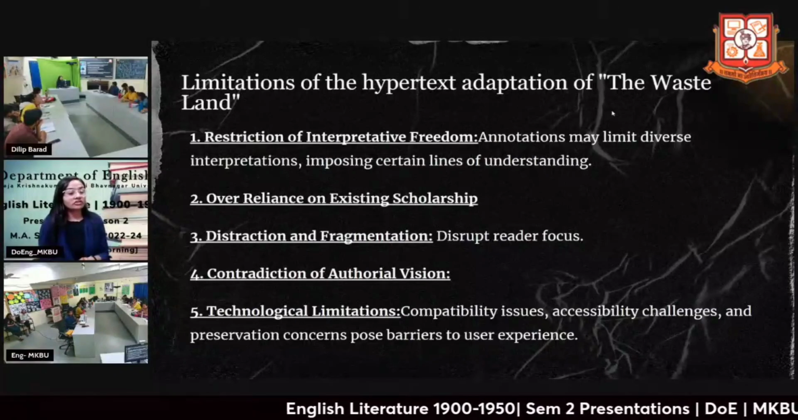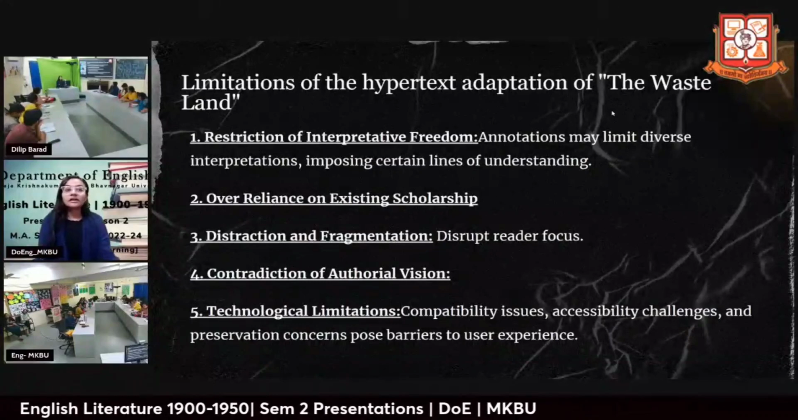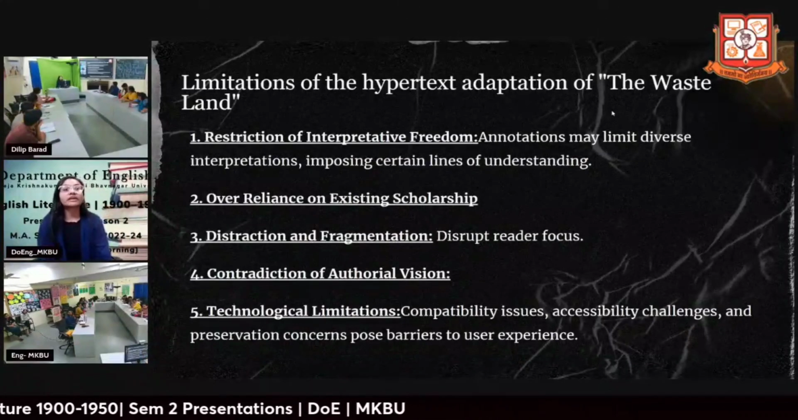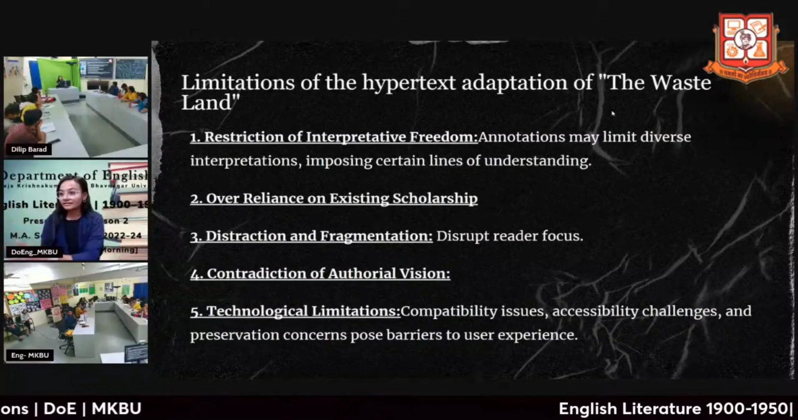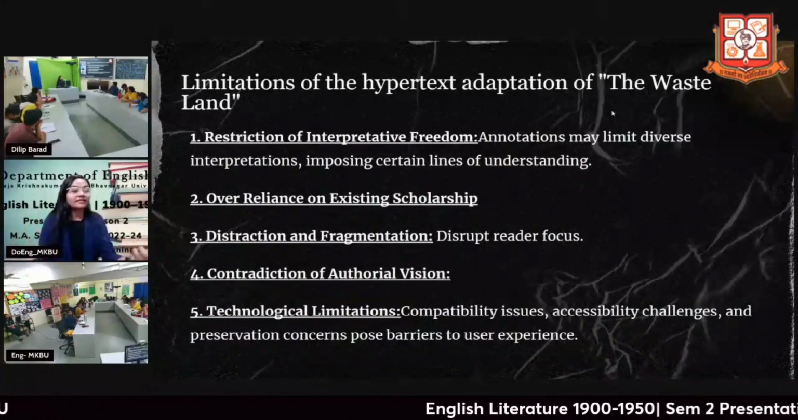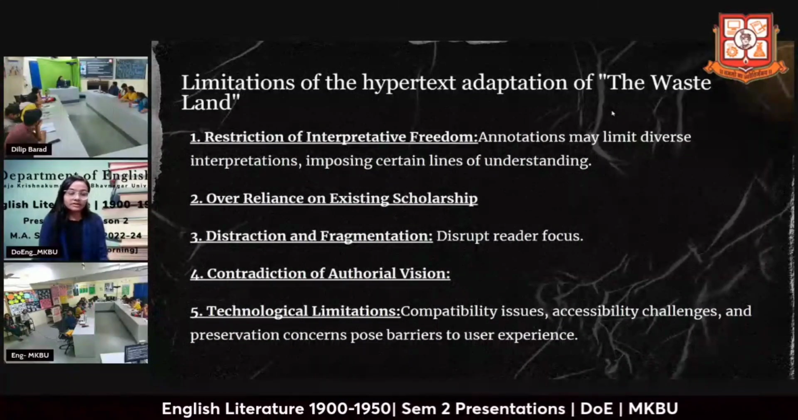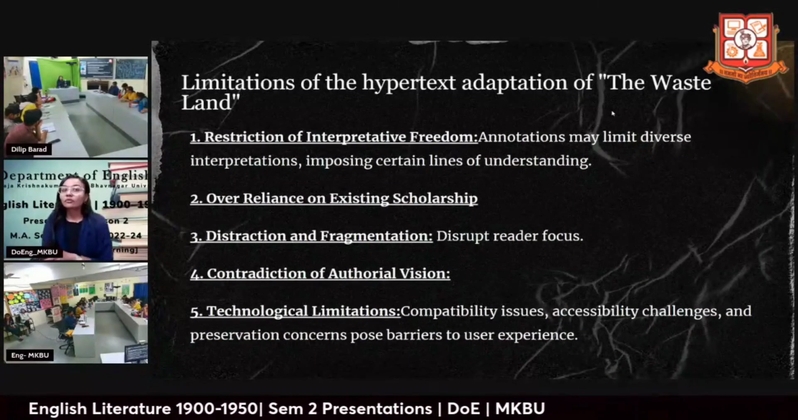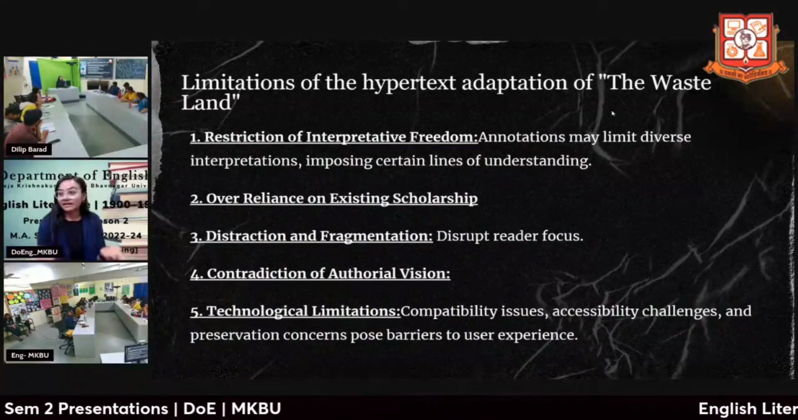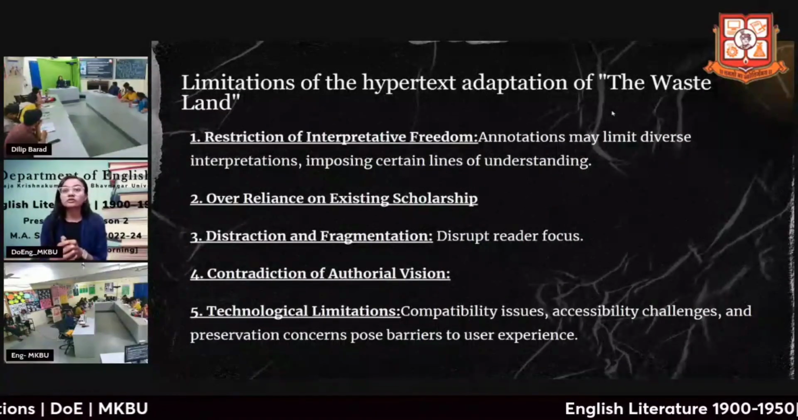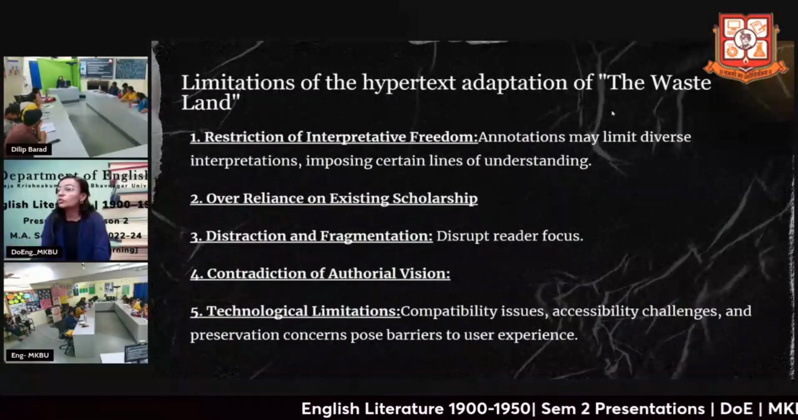Third can be distraction and fragmentation, because there are multiple websites and multiple hyperlinks available. So maybe readers get distracted and go through other links, and that creates a kind of distraction for the readers. Another is a contradiction of authorial vision, like what Eliot wants to say can be varied by the scholars. So that also limits the view that is there.